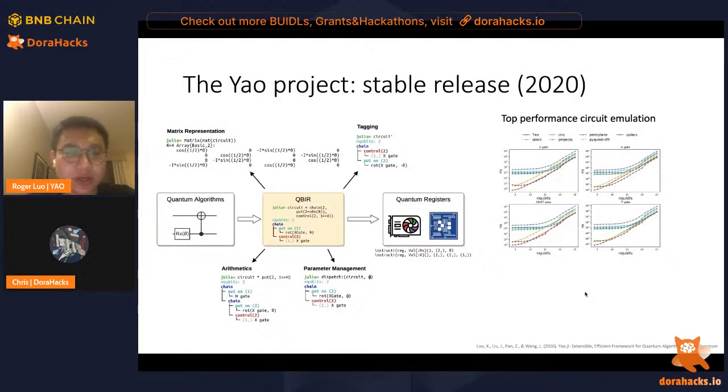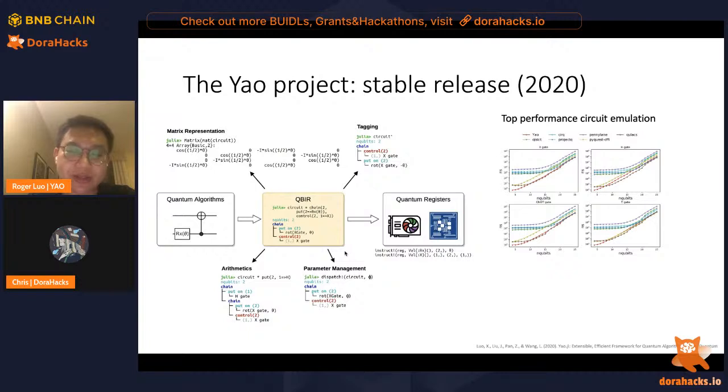So Yao is built using the Julia programming language. It has all the features that Julia provides. And Yao's framework is built around an intermediate representation we call the quantum block intermediate representation. Surrounding this intermediate representation, you can, for example, extract the matrix operation from a quantum circuit, or execute your quantum circuits on a GPU, a real quantum device, or a CPU simulator.